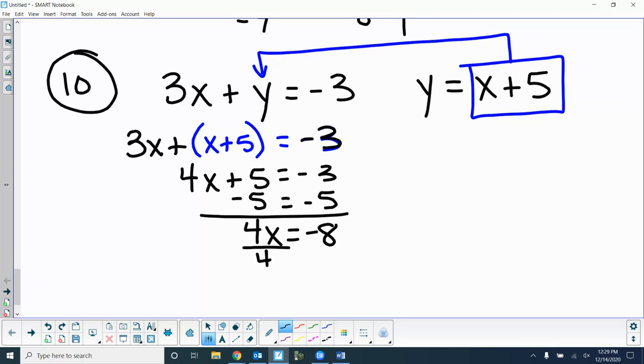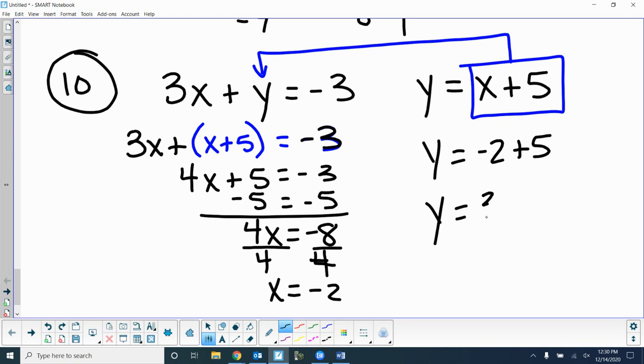Are we finished when I get x equals -2? No. That's half of it, right? Now, you could stop at this point. If there's only one choice that has -2 for the x, it's got to be the right choice, right? But to finish up, we're going to put -2 right there. And get 3. So -2, 3 is the correct choice.